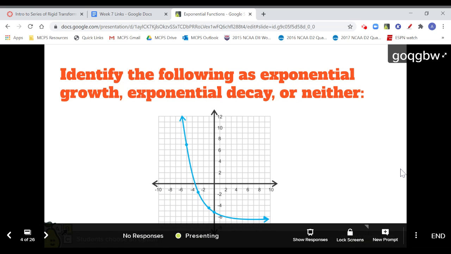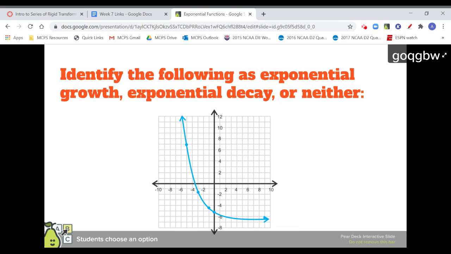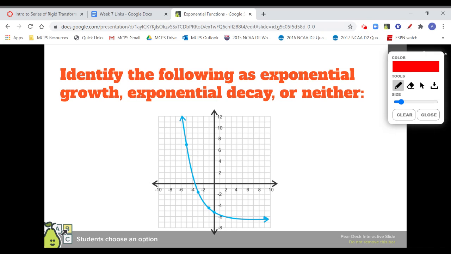Okay, and now we're going to go through some examples and just identify exponential growth, exponential decay, or determine if what I'm showing is neither of those. So looking at this graph here, I can see that this is an exponential function because one half of it is very steep, the other half is sort of flattened out, and in between is that curved pattern that we talked about. So I do know it's an exponential function.